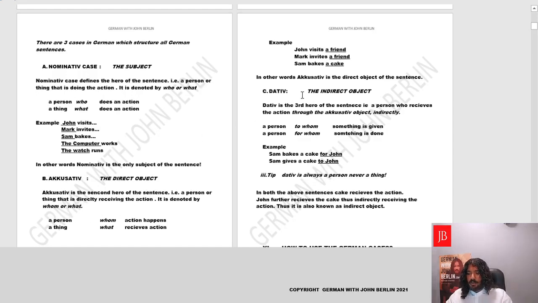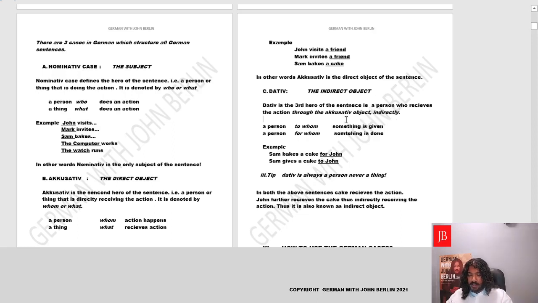Okay, now we go on to the third most important case, and it's a little complicated as well. So be with me, bring your attention. It's called the indirect object, Dativ. Yeah, so that's the third case in the German language, known as Dativ. In other words, the indirect object. Now, Dativ could be the third hero of the sentence. Yes, comes in the last. So basically, it's a person who receives the action through the accusative object indirectly.